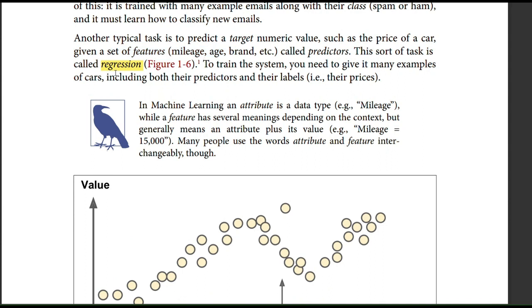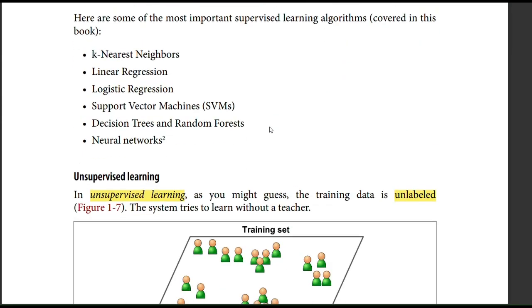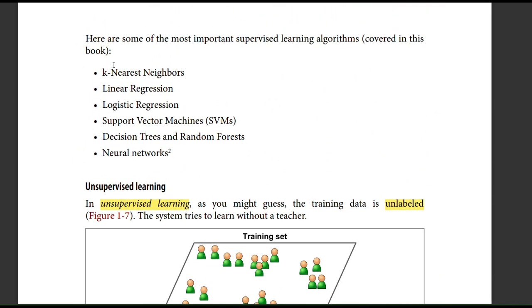Let's just read this paragraph. Another typical task is to predict a target numerical value such as the price of a car given features, mileage, age, brand, etc., called predictors. This sort of task is called regression. To train the system, you need to give it many examples of cars, including both their predictors and their labels, that is, prices as well as the features.